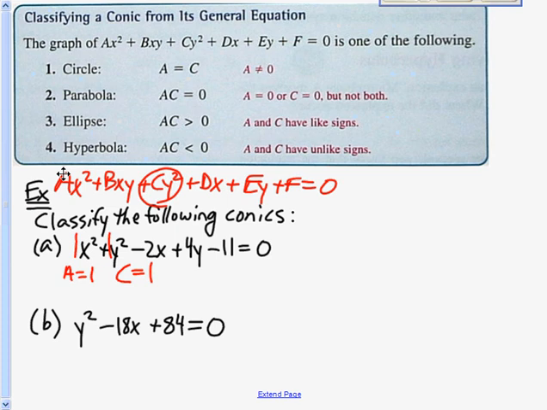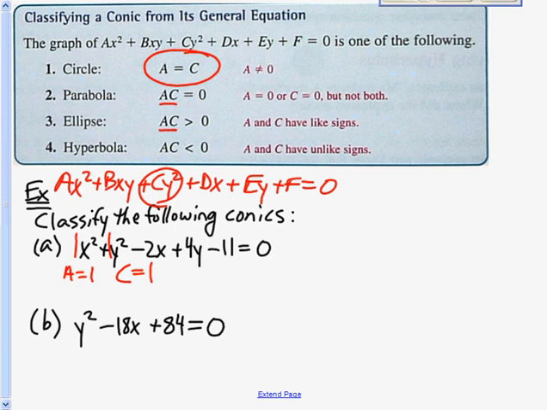But notice, you can also think about, what if I multiply the two? If I multiply 1 times 1, does it give me 0? No, so it's not a parabola. If I multiply 1 times 1, is that positive? Sure, they have like signs. But if you have A exactly equaling C, even though they're positive, it's going to end up giving you a circle here.